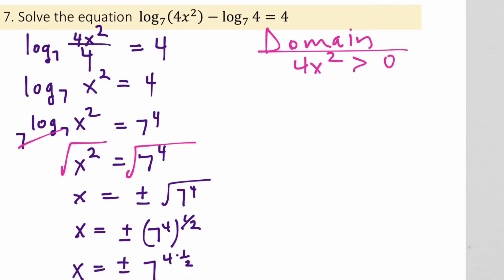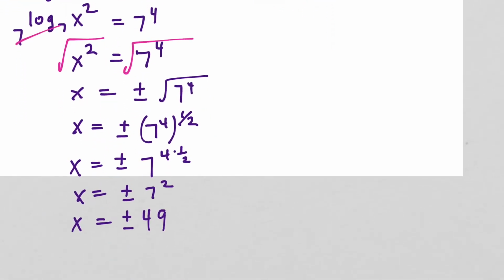So you can see if you put a negative number in here and square it, you'll get a positive number. So we don't have any problem with domain here. So we've got two solutions: x is equal to plus 49 and negative 49.